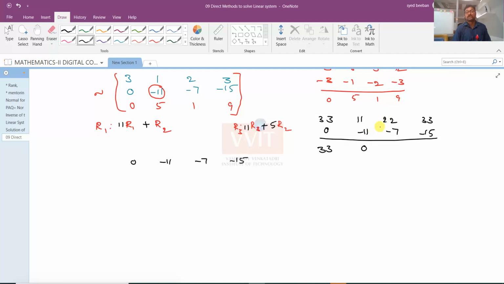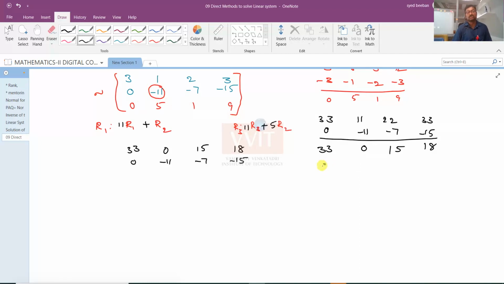Okay, first one. 22 minus 7 will be 15. 33 minus 15 will be 18. So the second row would be 33, 0, 15, 18. And the third row is 11 times R3.